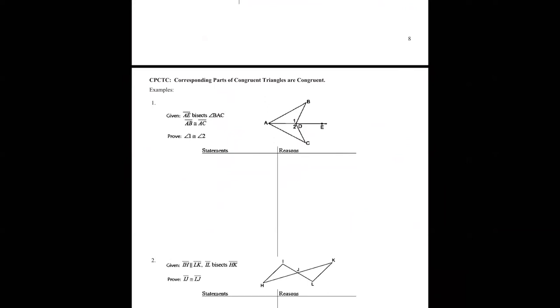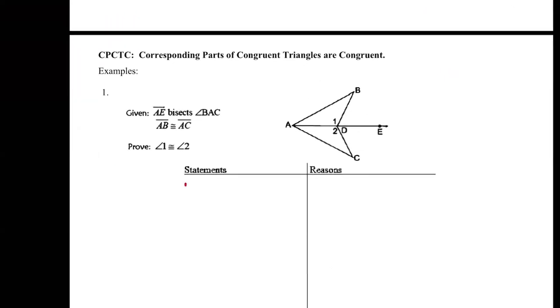So, long story short, what we need to do in each of these cases, because you see number 1 and number 2, they both have us proving something other than the two triangles are congruent, right? But in order to prove that those two parts are congruent, we should prove that the two triangles that they're part of are congruent first, right?